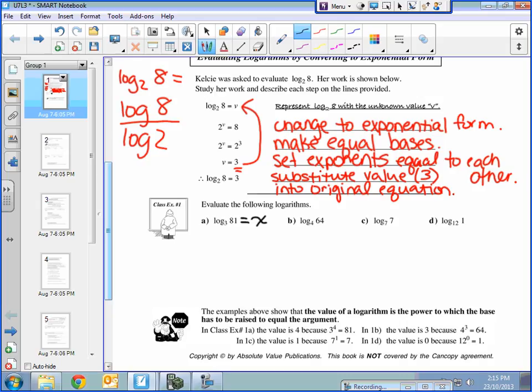Okay, so first of all, you set it to a variable. Let's change this to exponential. Perfect. So our bases will stay the same, so it'd be 3 to the x equals 81.